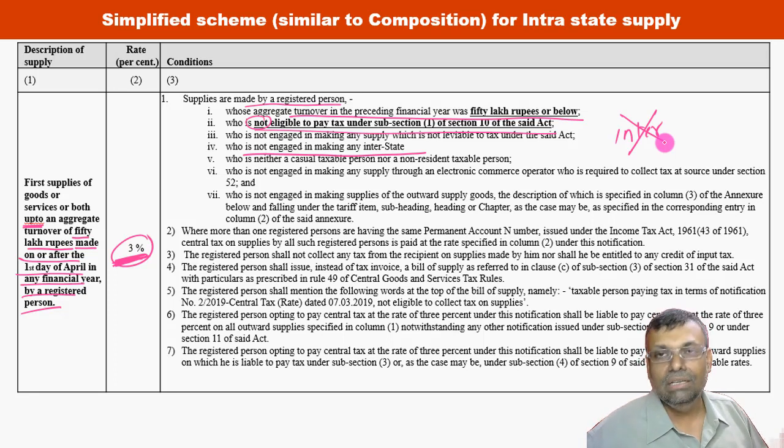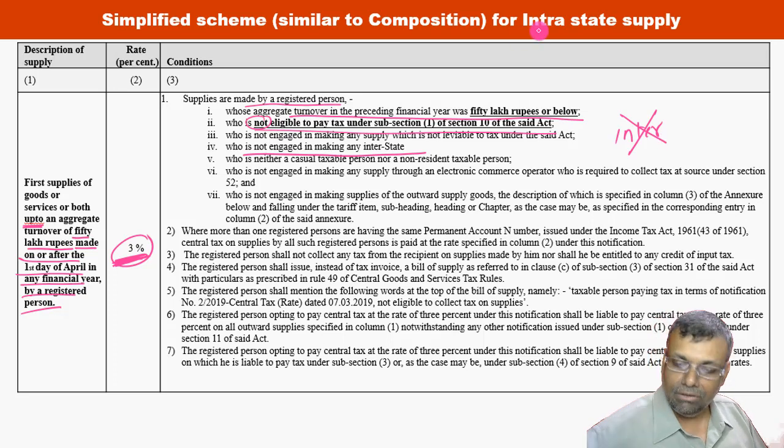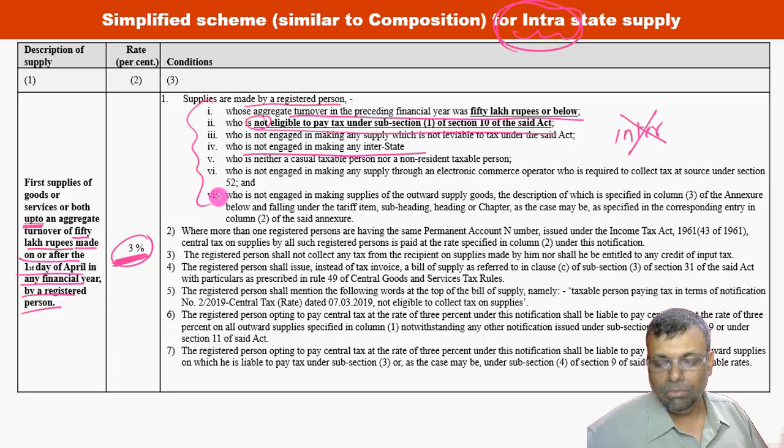So it will be only for intrastate supplies, which I already mentioned in the heading, but this is only a logical conclusion, friends, in this particular situation. Further, there are some other conditions also. These are some of the other conditions, but it is pretty simple and easily manageable.